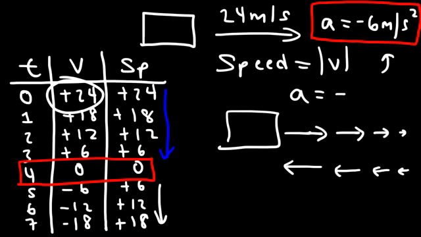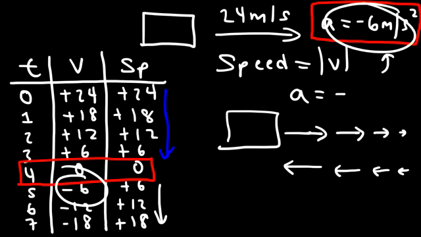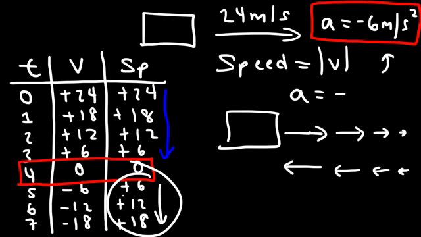Now, during the second part of this problem, that is after 4 seconds, the velocity is negative and the acceleration is negative. So because they share the same sign, the object is speeding up. As you can see, the speed increases from 0 to positive 18 in the next 3 seconds. So make sure you understand that concept. If acceleration and velocity share the same sign, the object is speeding up. If they have opposite signs, it's slowing down.